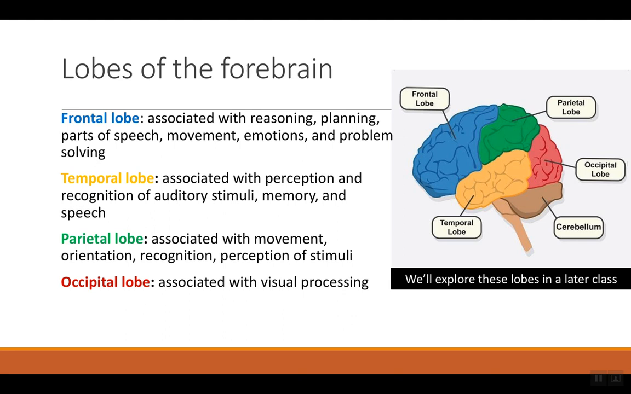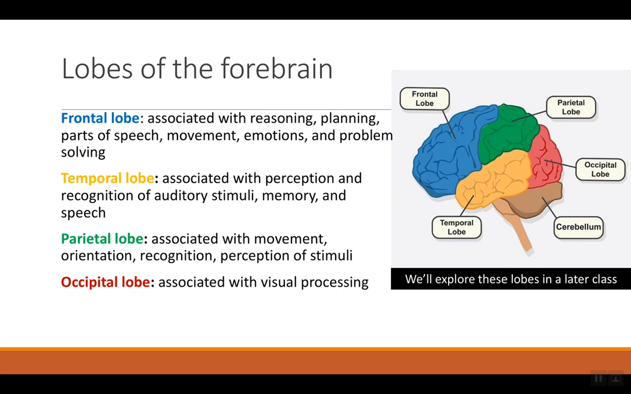The lobes of the forebrain. The frontal lobe, blue one, reasoning, planning, bit of speech, movement, emotions, problem solving, lots of things. Yellow one, temporal lobe, that's your perception. Recognizing auditory stimuli, memory and speech. So hearing something and being able to respond to it and having your memory. Your parietal lobe, that's movement, orientation. So knowing where you are in relation to other things. Recognition, so being able to see someone and go, yeah, I've seen you before. Recognize your friends, your family. And then your occipital lobe is associated with visual processing.